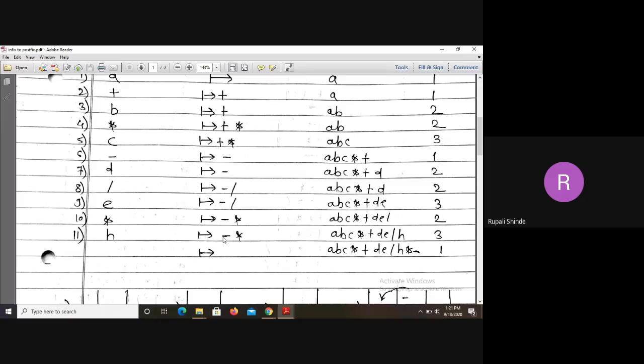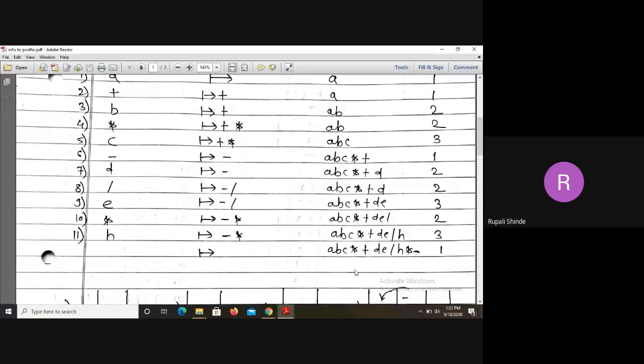So here the stack is still containing minus and star operators, that's why we have to pop them out and write them into postfix form. That's why after H we have written star and minus. This sequence must be star and minus. It is not minus and star because star will be at the top of the stack. That's why that symbol will be popped first and then minus. So this sequence should be star minus.